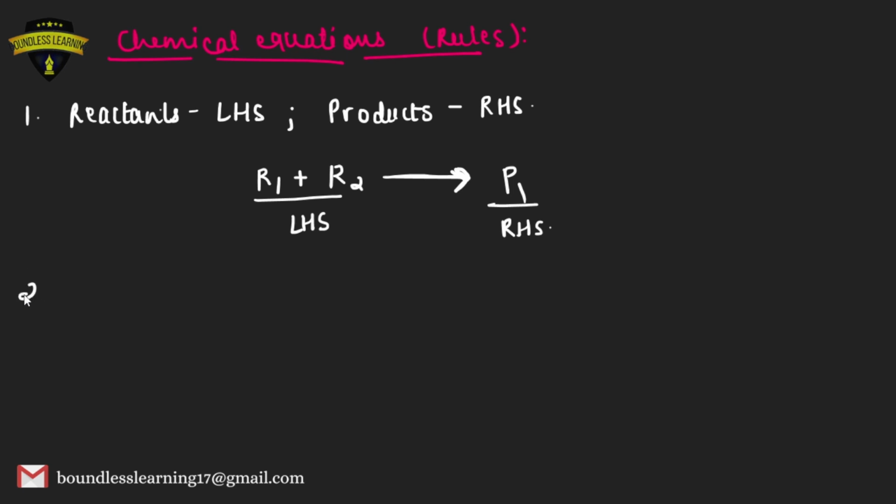The second is a single arrow. A single arrow indicates the direction of the reaction. That means when the reactant is forming a product, this single arrow represents the direction in which the reaction is proceeding. And this single arrow represents an irreversible reaction.